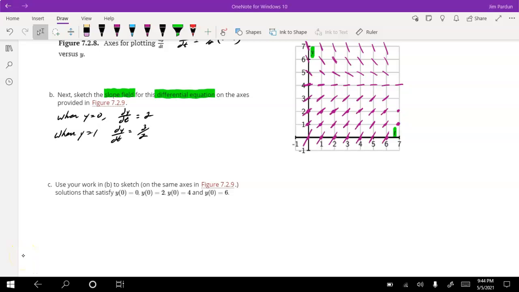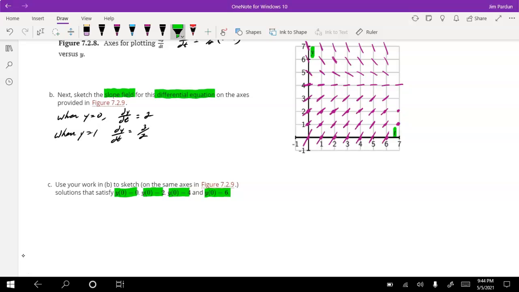All right, part C says, use your work from part B to sketch on the same axis solutions that satisfy, and then they give me a number of initial values, 1, 2, 3, 4 of them. So I'm actually going to have 4 different graphs going on here.